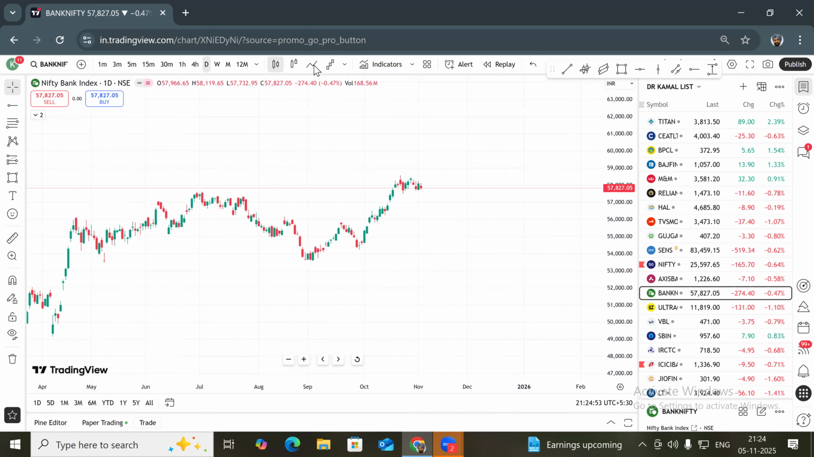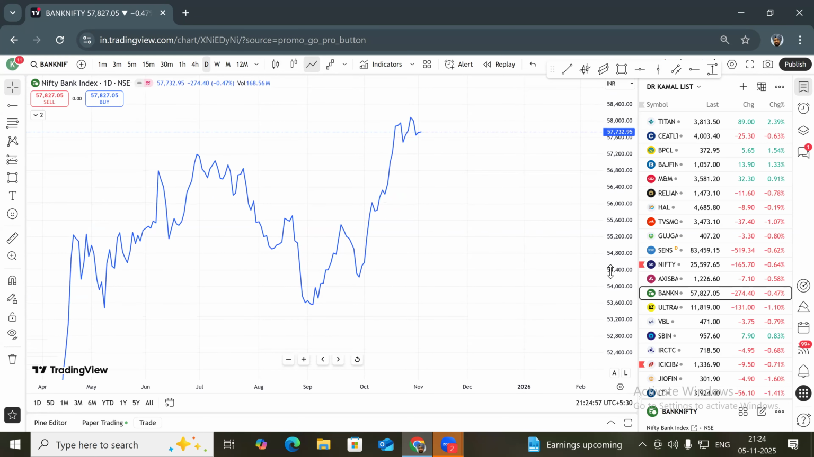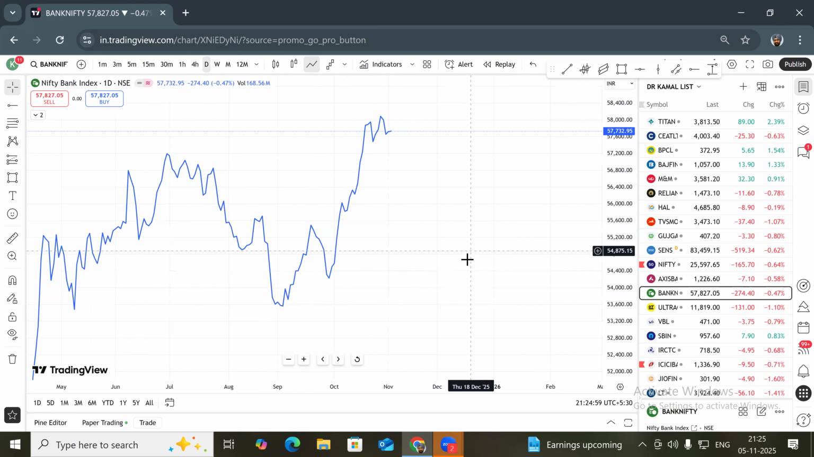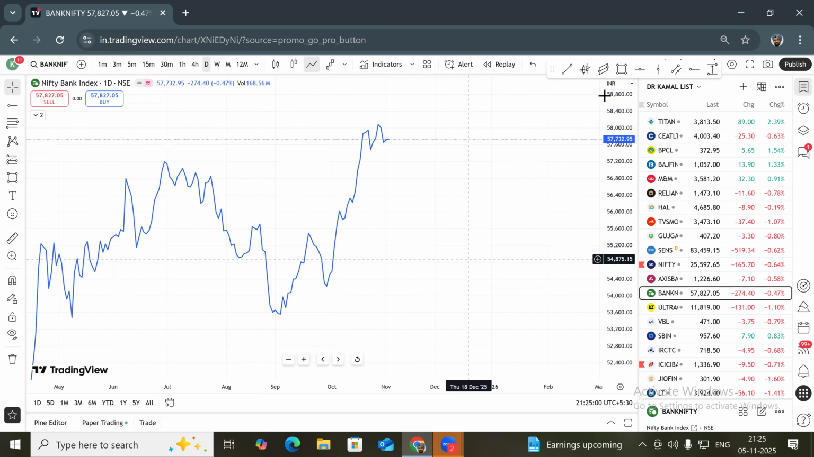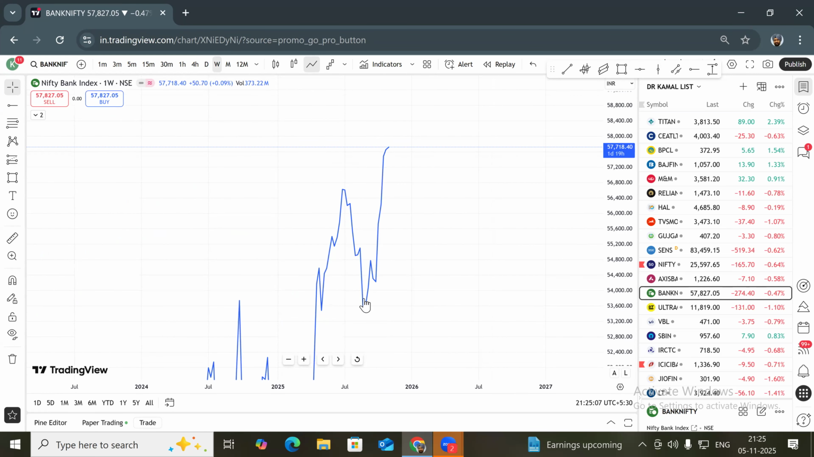There is something known as line chart. ठीक है? अब हमने क्या करना है? हमने लाइन चार्ट को वीकली टाइम फ्रेम पे लेके आना है. ठीक है? जब हमने लो मार्क करना है तो हमने we have to mark it.